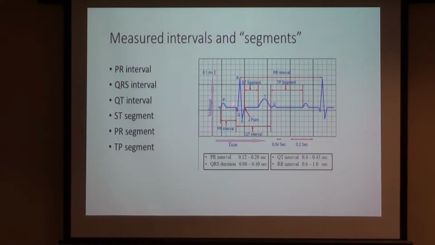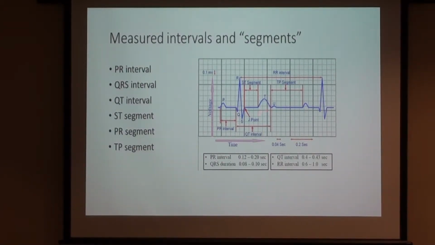The PR segment from the end of the P wave to the beginning of the QRS. I don't know why they don't call it the PQ segment actually, but it's called the PR segment. Different than the PR interval. It is really the only real thing that I can think of that is useful to look at, that is, if it's depressed in the appropriate clinical setting, it's almost pathognomonic for pericarditis.